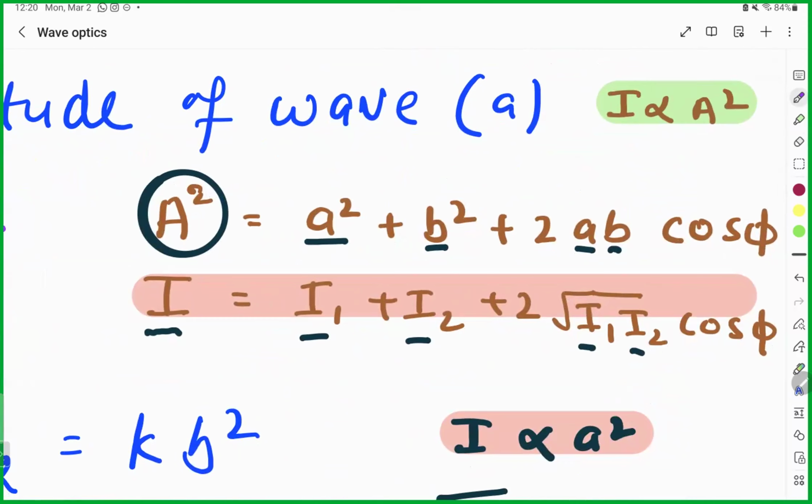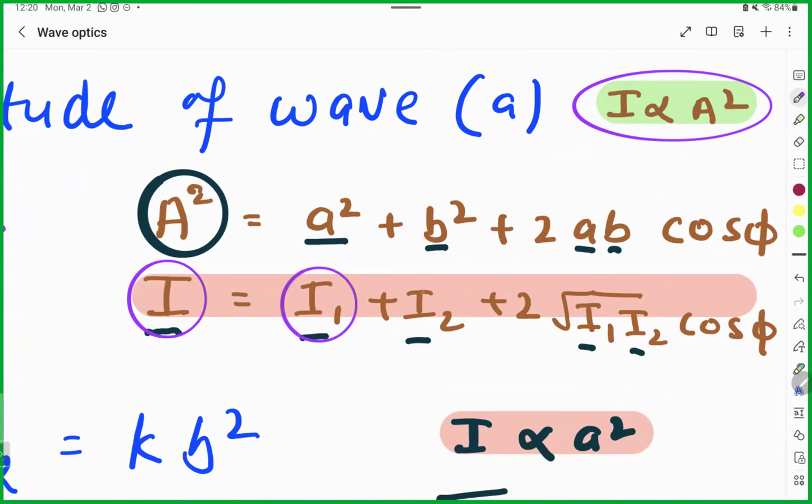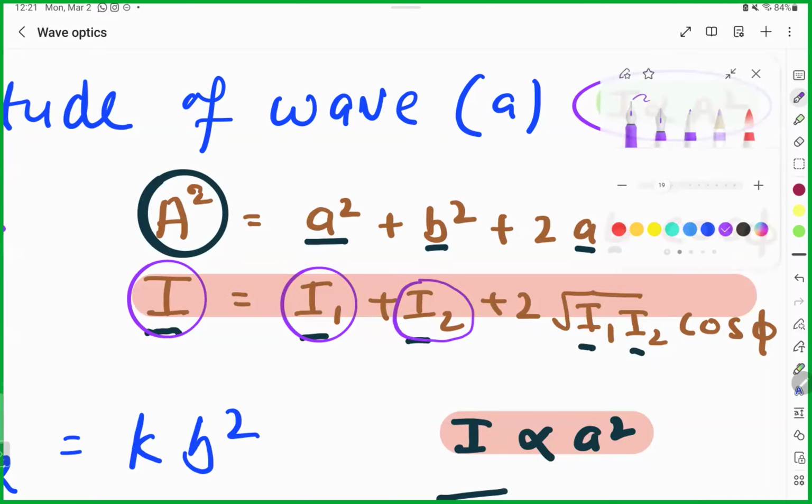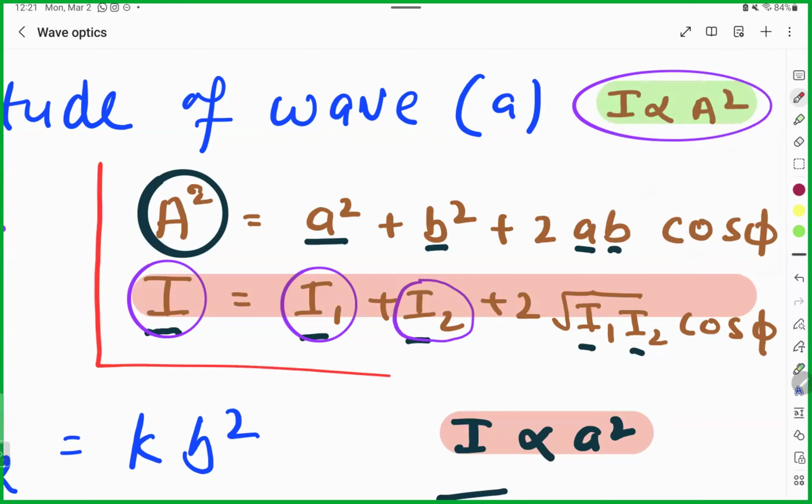And we know I directly depends upon the amplitude square. So resultant intensity will be equal to the intensity of the first wave plus the intensity of the second wave plus under root 2 I1 I2 cos phi. And this is very, very, very popular for your exam, and in PYQ we will see these things again and again a lot. So that's why I will mark this part.